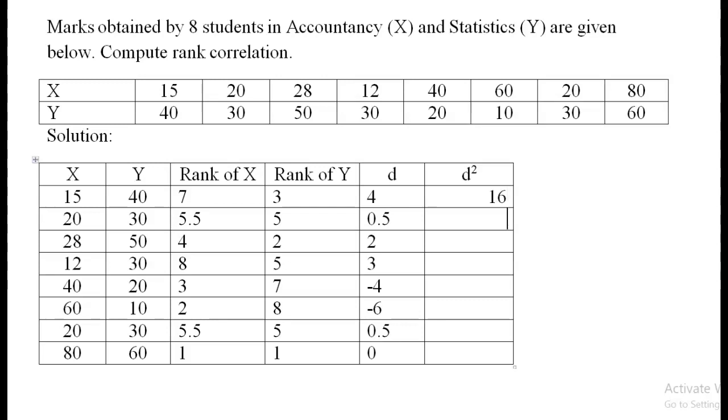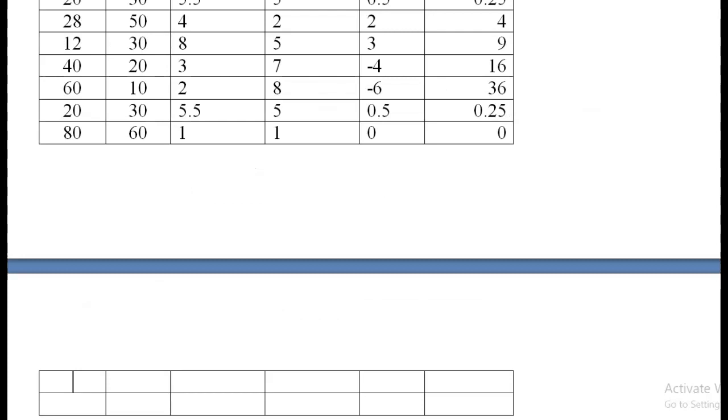So first one 16, 0.25, 4, 9, 16, 36, 0.25, and 0. Now we have to find the total. The total is 81.5. Okay, so now we have to find the rank correlation coefficient.